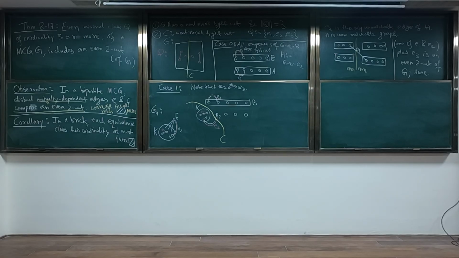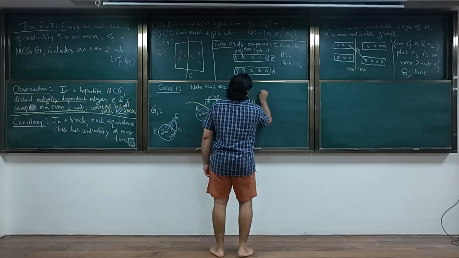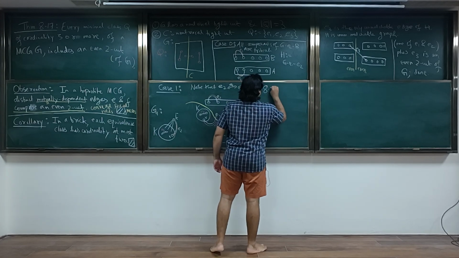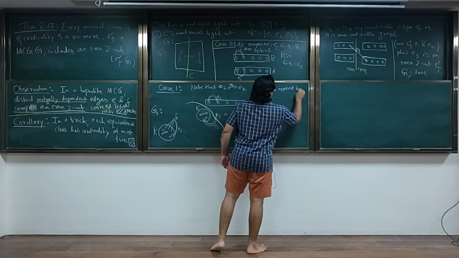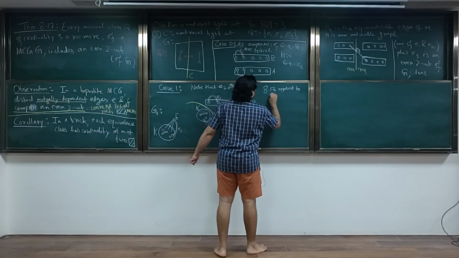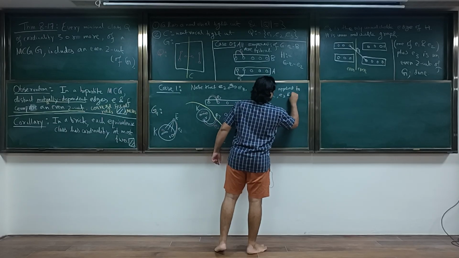The question is, which fellow do I put in the barrier? Which fellow do I put in the odd components? I want the contraction vertex to go in the barrier, so I will take E2 to be in the barrier. Okay, so 8.13 applied to the graph G1 and the edges E2 and E3.